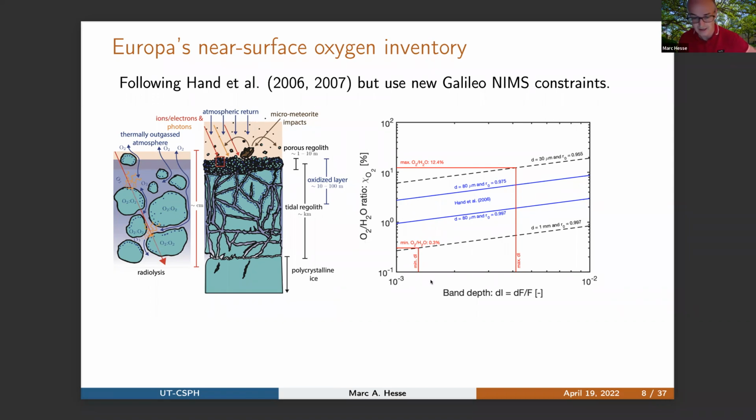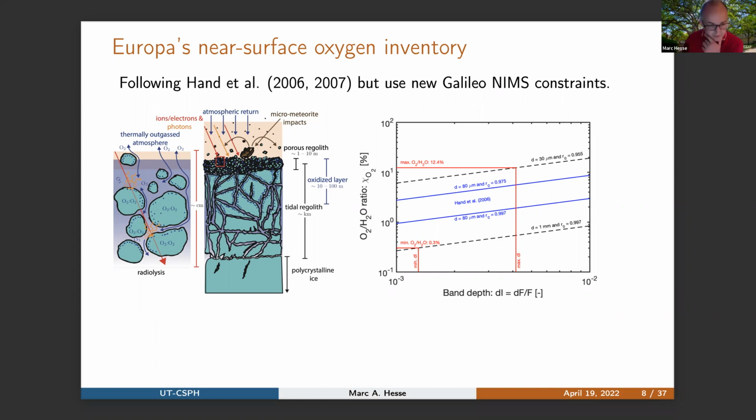length scales. And you see that there's quite a variation, somewhere between 0.3 and 12% of the solid, or of the material, is O2. And so we already here get a larger range than previous data just by incorporating a larger range of ice grain sizes that are suggested by this Galileo-NIMS data.